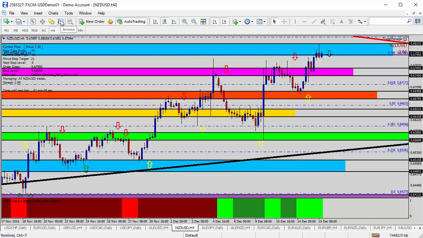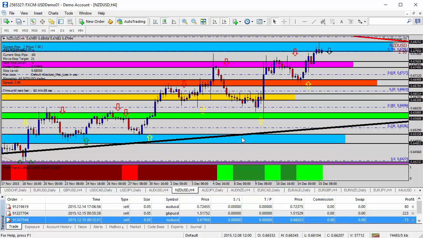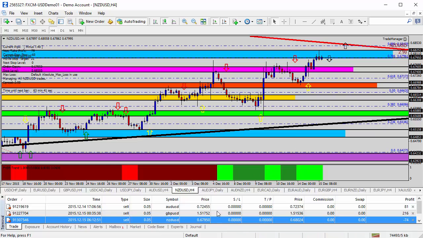So bringing up our trade window again. If you look down here, I am in at 67.95, looking for the market to start turning back down. Stop loss will be about 50 to 60 pips higher than the current market price. So if I'm in at 67.95, we're looking at the 68.50 to 55 level as your stop loss.